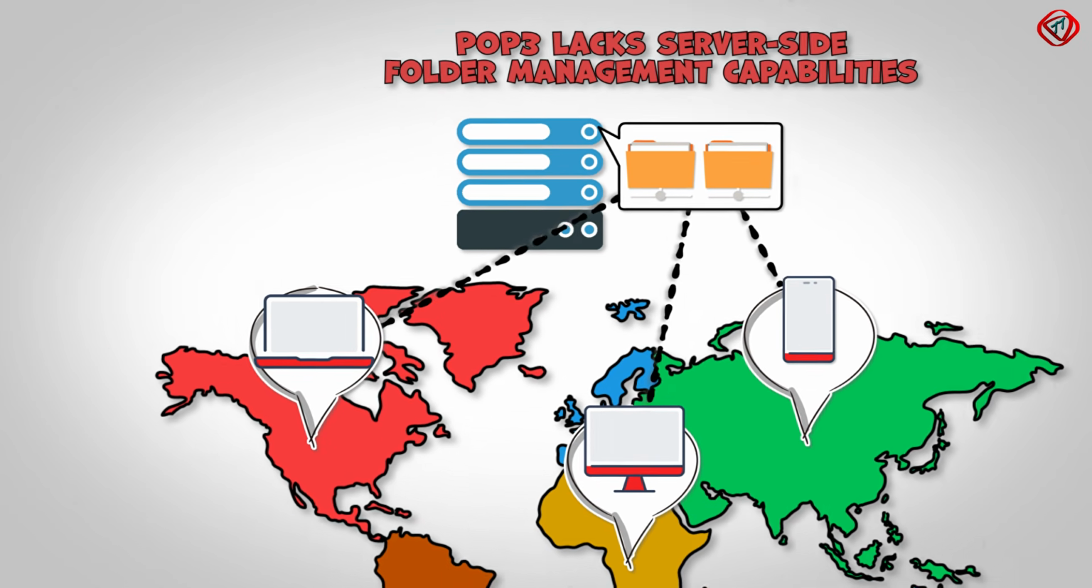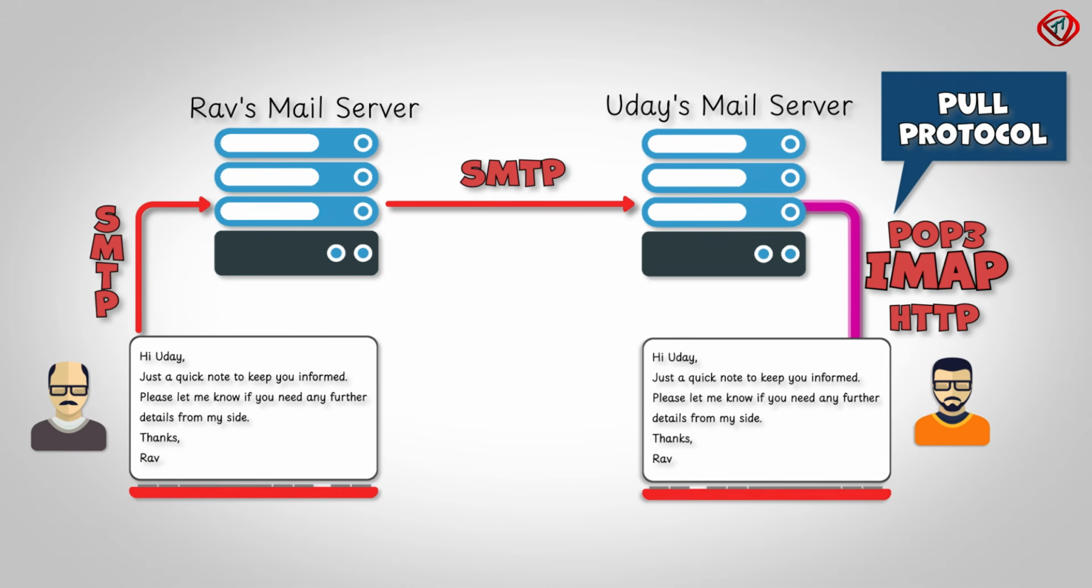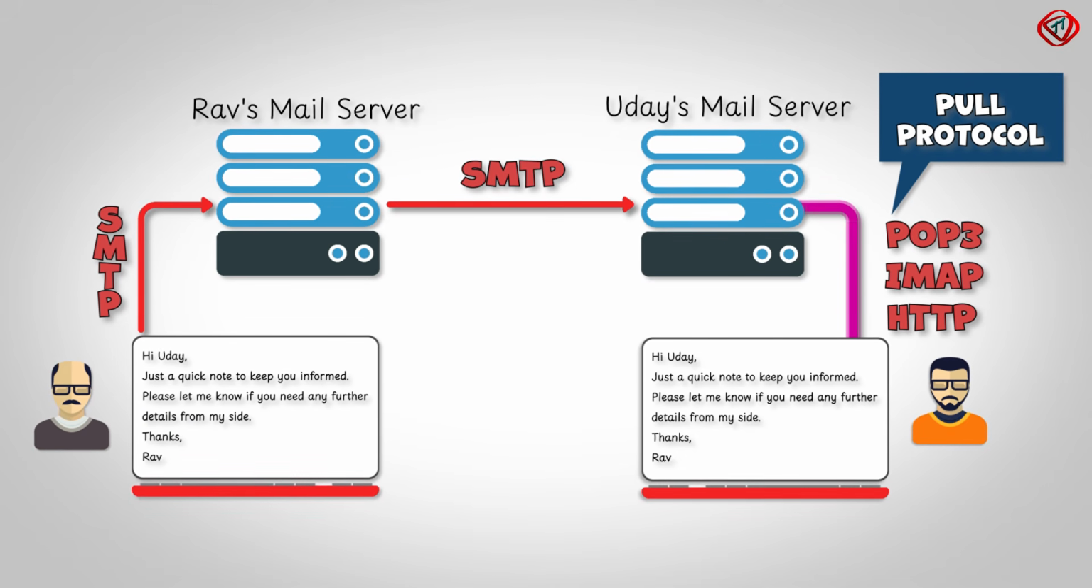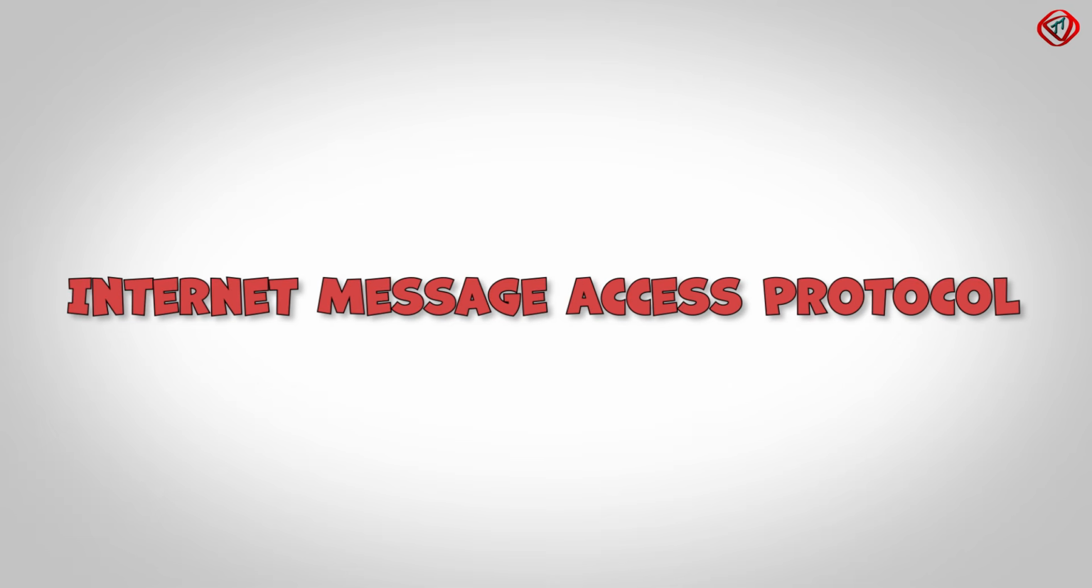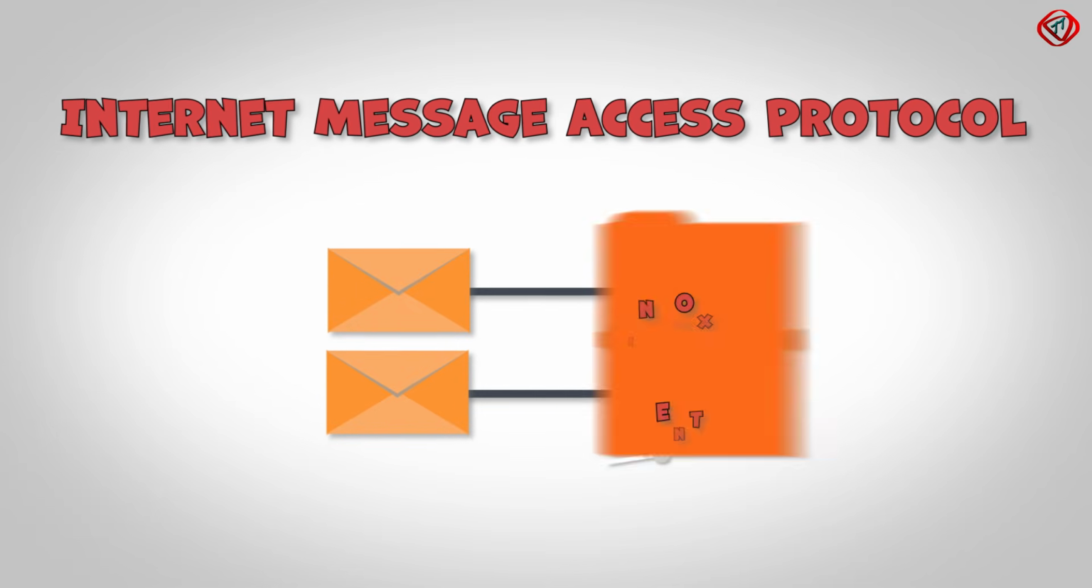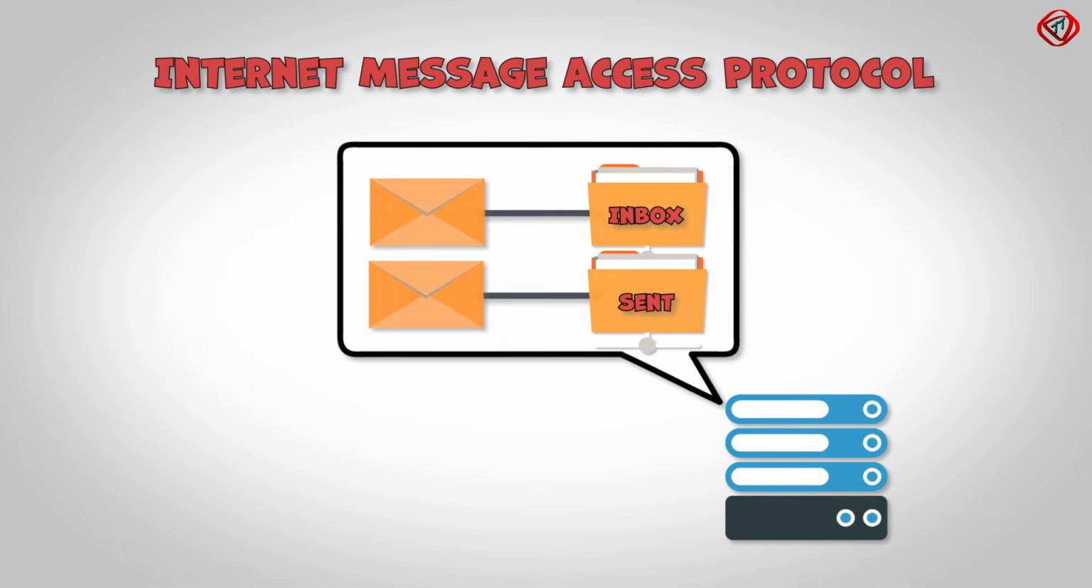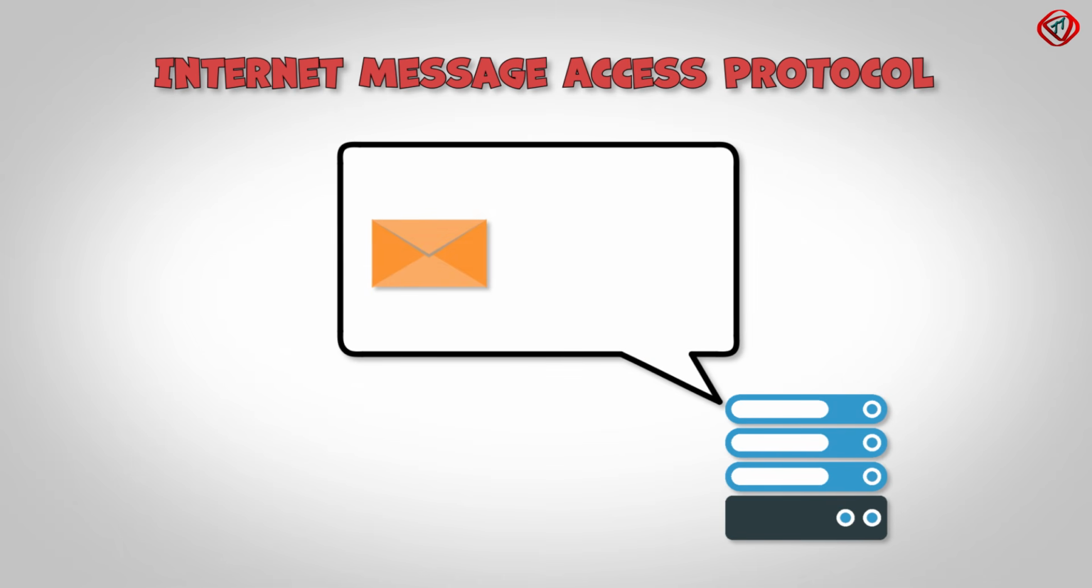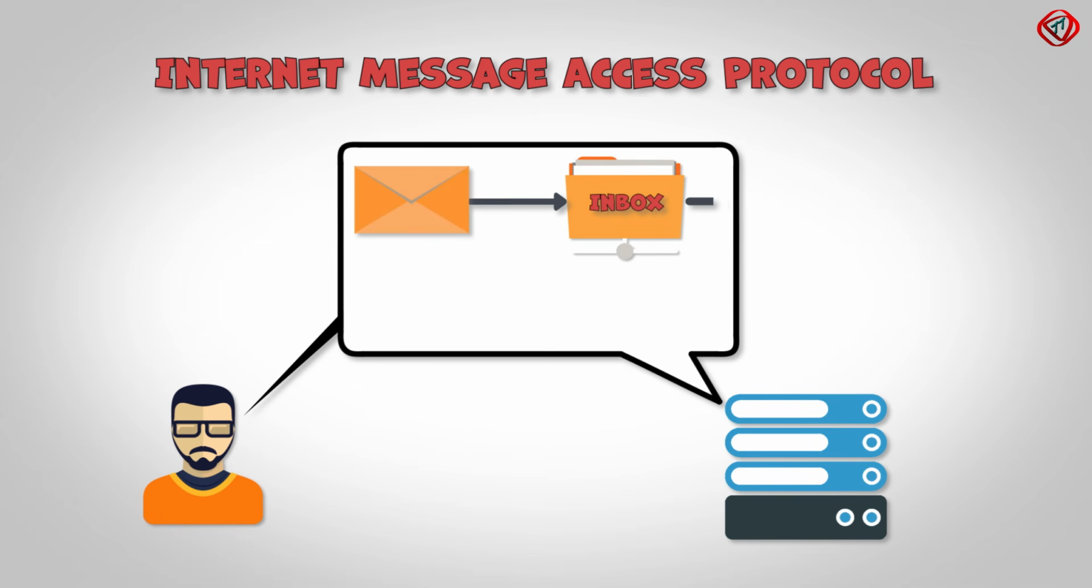To overcome this limitation, another protocol called IMAP, Internet Message Access Protocol, was introduced. In IMAP, each email message is associated with a folder on the mail server. For example, when a new message arrives at the server, it is automatically placed in the recipient's inbox folder. The recipient, Uday in our example, can then move the message to other folders that he creates on the mail server. So, the IMAP protocol allows users to create folders and move messages from one folder to another on the remote mail server.